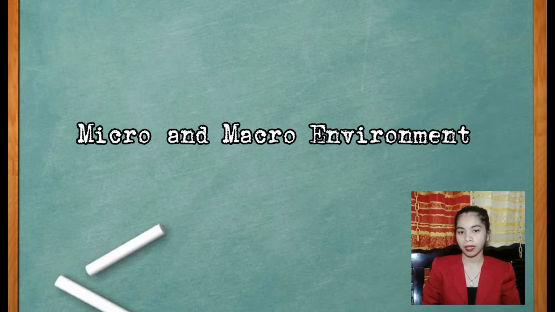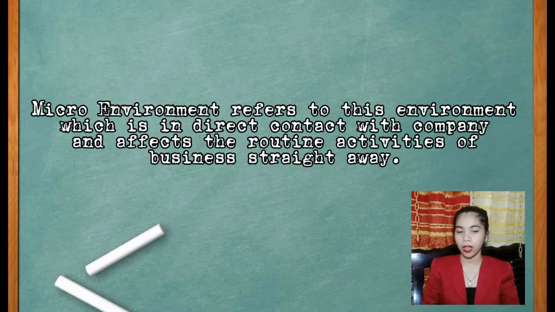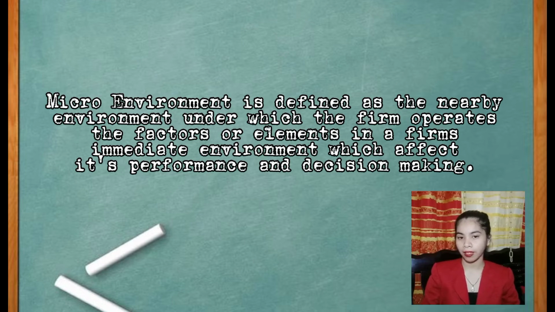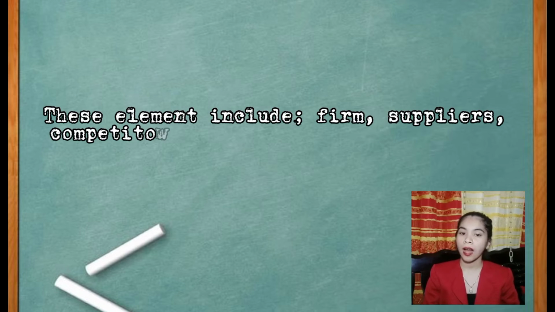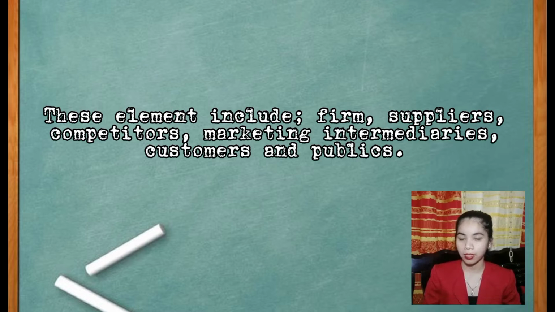The second aspect is the micro and macro environment. Microenvironment refers to the environment which is in direct contact with the company and affects the routine activities of the business straight away. Microenvironment is defined as the nearby environment in which a firm operates. The factors or elements in a firm's immediate environment which affect its performance and decision making. These elements include the firm's suppliers, competitors, market intermediaries, customers, and publics.